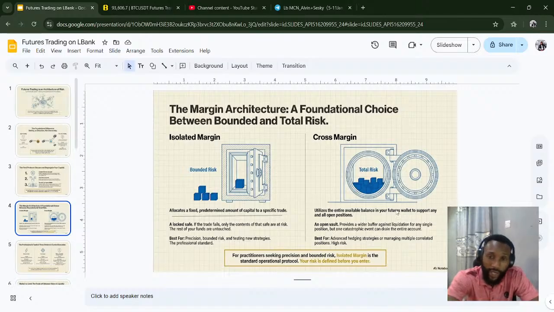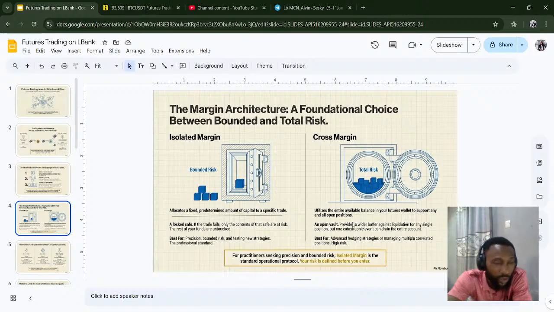In a cross margin, your whole futures wallet is affected. It's being used to run those trades. Unlike isolated, where the specific amount that you decided to use is what's going to be locked and used for that particular trade, for cross the whole futures wallet is going to be affected. Do you understand? And this is where stop loss comes in. That's why stop loss is very, very important. It utilizes the entire available balance in your futures wallet to support any and all open positions.